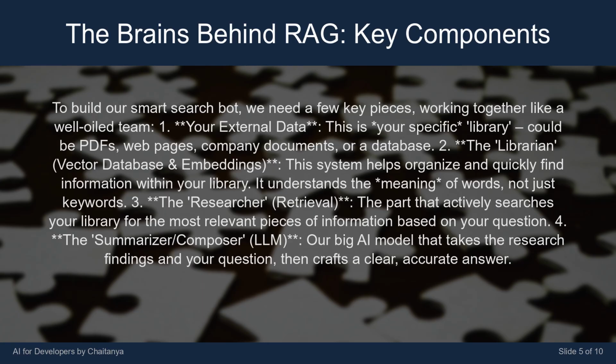It understands the meaning of words, not just keywords. 3. The researcher. Retrieval. The part that actively searches your library for the most relevant pieces of information based on your question. 4. The summarizer composer. LLM. Our big AI model that takes the research findings and your question, then crafts a clear, accurate answer.